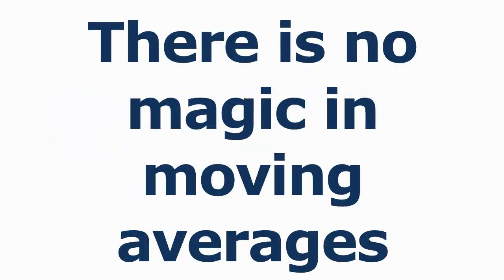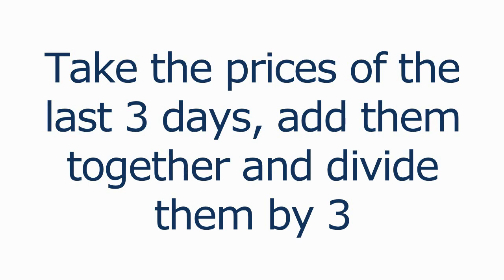Now, traders should really understand that with a moving average, there's no magic to it. They're just a mathematical calculation, and the simple moving average is the easiest one to calculate. If you look at a 3-day moving average as an example, we're just going to take the closing prices of the last 3 days, add them together, and divide by 3.